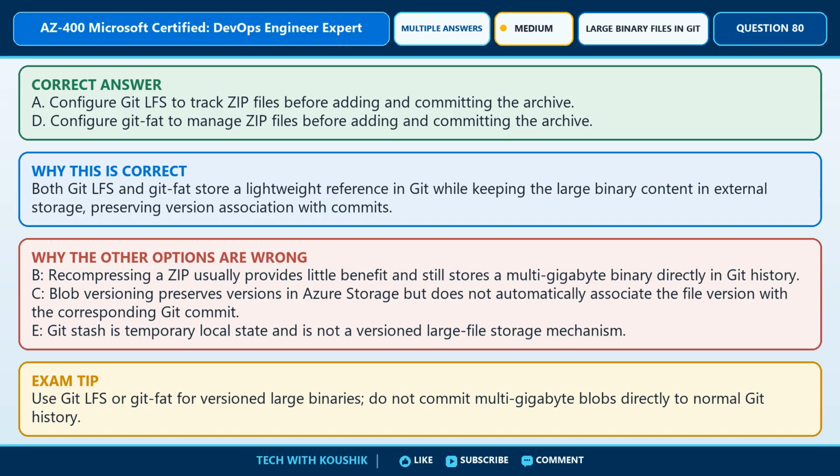Why are the other options not correct? B. Recompressing a zip usually provides little benefit and still stores a multi-gigabyte binary directly in Git history. C. Blob versioning preserves versions in Azure storage but does not automatically associate the file version with the corresponding Git commit. E. Git stash is temporary local state and is not a versioned large file storage mechanism. Exam tip. Use Git LFS or Git FAT for versioned large binaries. Do not commit multi-gigabyte blobs directly to normal Git history.